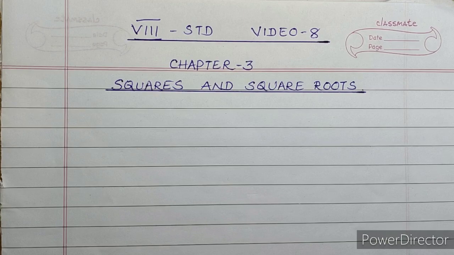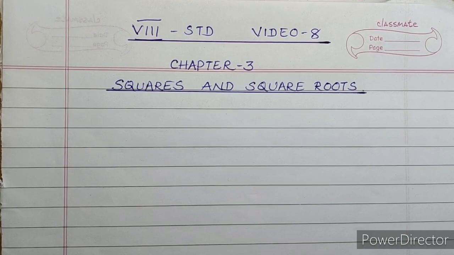Today we are going to start a new chapter, Squares and Square Roots. In this chapter we are going to learn what is a square number, properties of square numbers, some patterns with square numbers, then square root, and a few methods to find the square root. So first we will deal with squares.